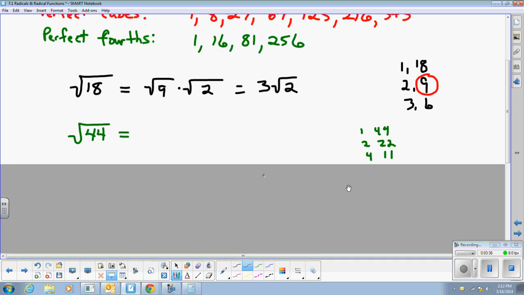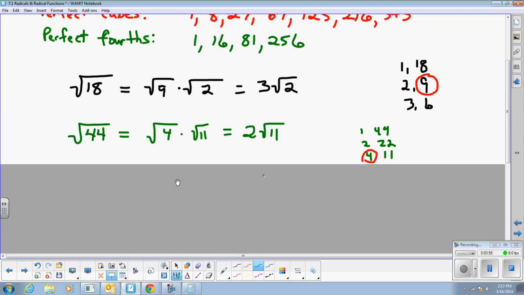So my perfect square factor, the largest perfect square factor I have is 4. So I will now break this apart into the square root of 4 times the square root of 11. And what does that equal? That equals 2, because the square root of 4 is 2, times the square root of 11.